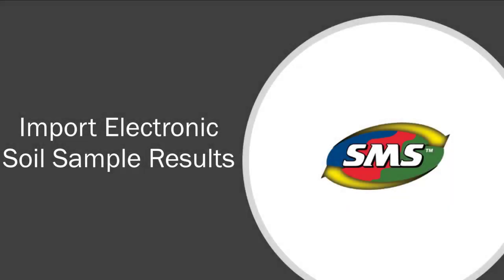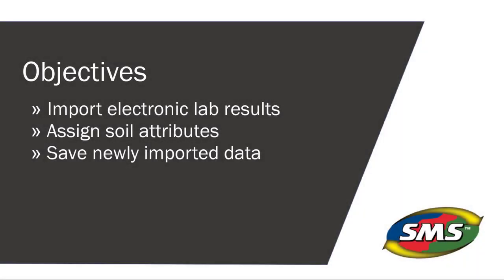The software provides the capability to import soil sample lab results in an electronic format. Files can be imported and linked to the soil sample points that you previously created and sampled. Not only can you import results directly in the soil sampling editor, you can also import results from the main mapping window. In this tutorial, you will learn how to import electronic lab results, assign the soil attributes, and save the newly imported data.